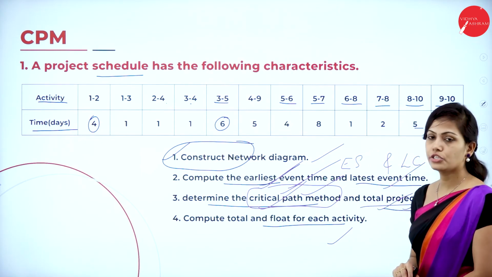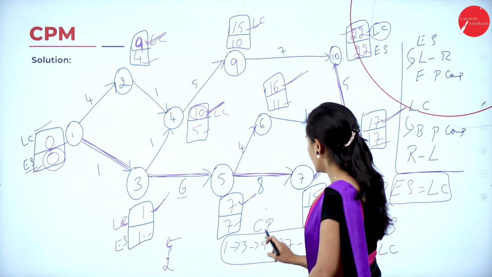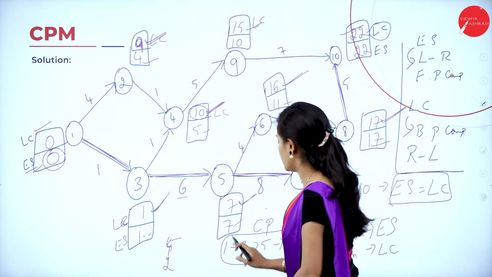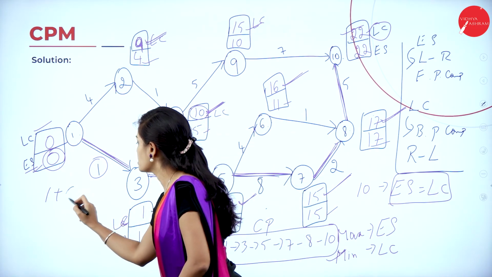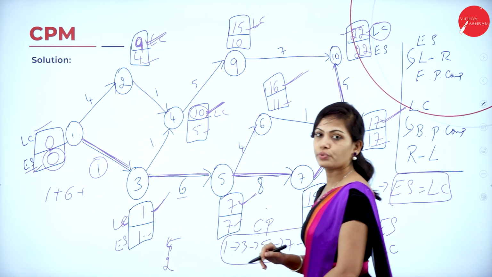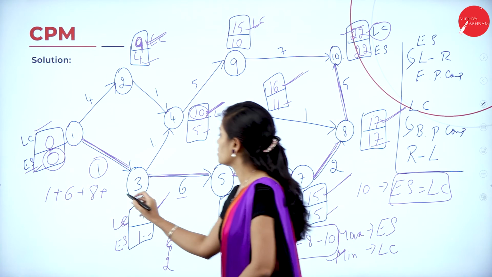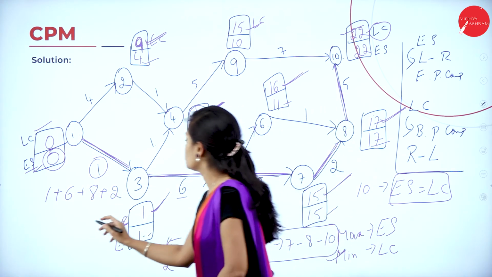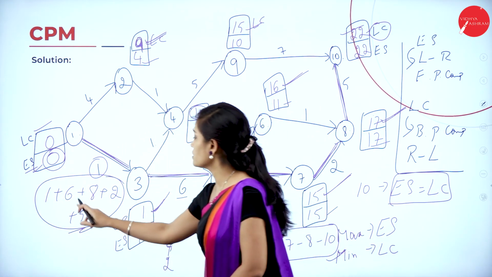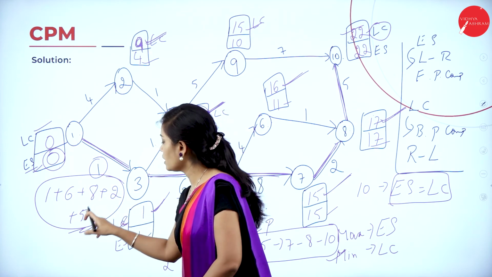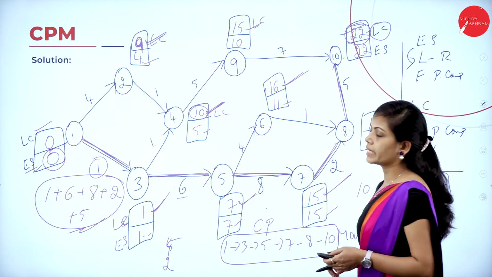And total project duration. You just add all the time duration for 1 to 3, 3 to 5, 5 to 7, 7 to 8 and 8 to 10. So 1 to 3 duration is 1 and 3 to 5 duration is 6 and 5 to 7 duration is 8 plus 7 to 8 duration is 2 plus 8 to 10 duration is 5. Add these values. So 6 plus 1 is 7, 7 plus 8 is 15, 17 and 22. So 22 is your total duration for this critical path.